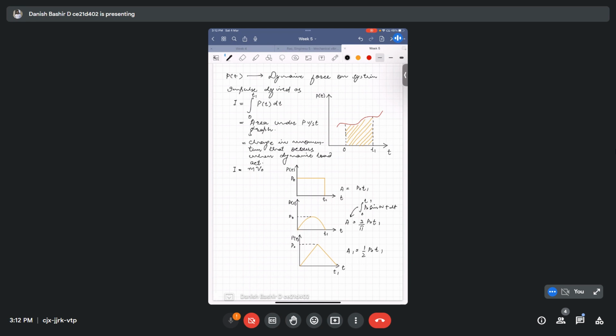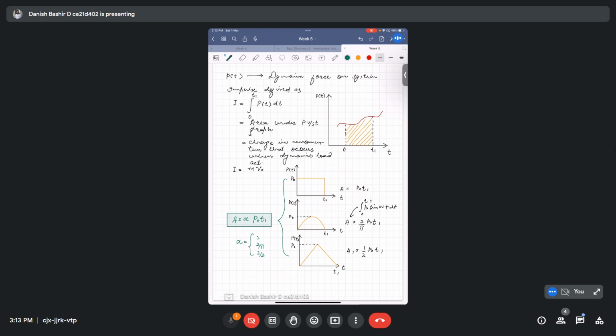So we can write all these areas in a generalized form. We can write the area of any pulse as alpha times P naught t1, where alpha can take different values depending upon whether it is a rectangular pulse, a half sine pulse, or a triangular pulse. Alpha equals 1, alpha equals 2 by pi, and alpha equals 1 by 2.